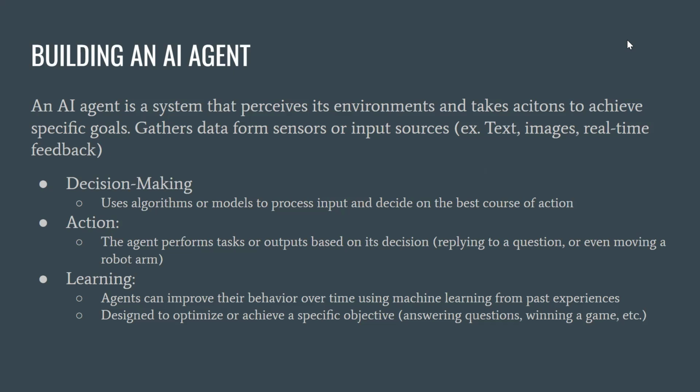And when it comes to the action, the agent performs tasks or outputs based on its decision, such as replying to a question, or it could even move a robot arm, for example, if you program it that way. And for the learning, agents can improve their behavior over time using machine learning from past experiences. They're designed to optimize or achieve a specific goal, which is answering your questions, or if you're programming it to play a game, its final goal would be to actually win the game.